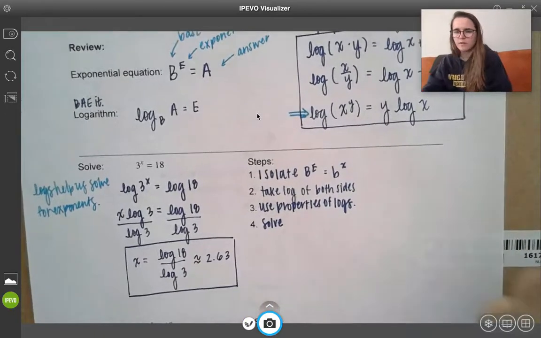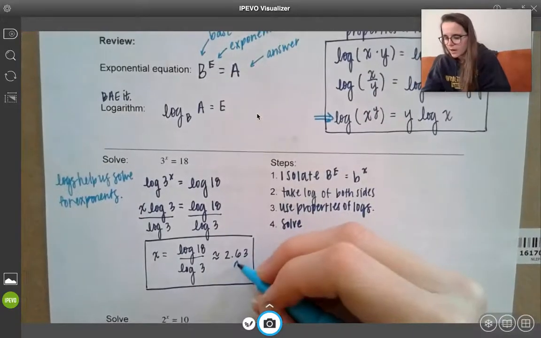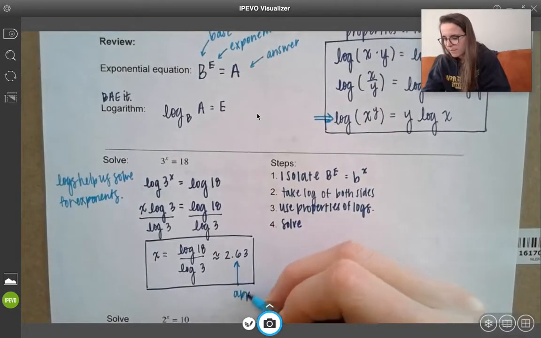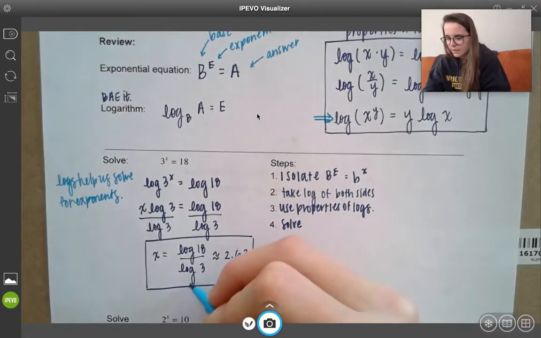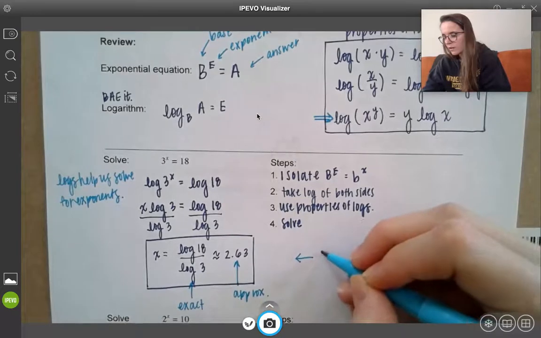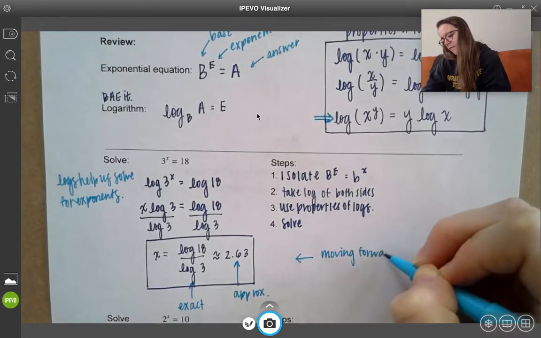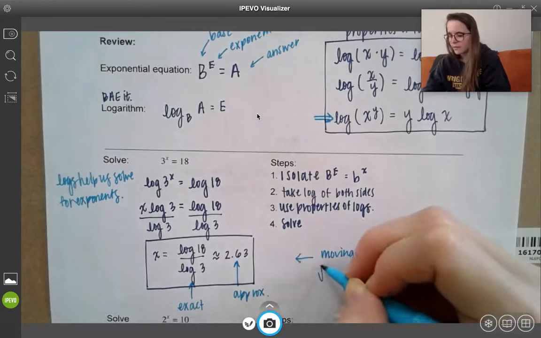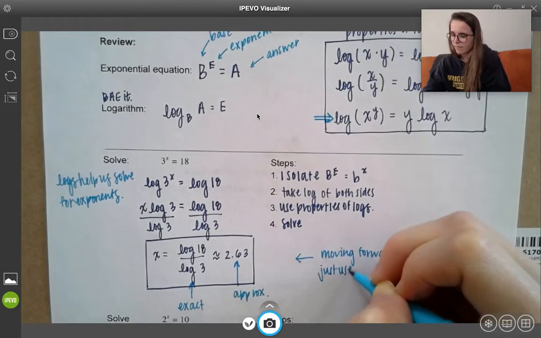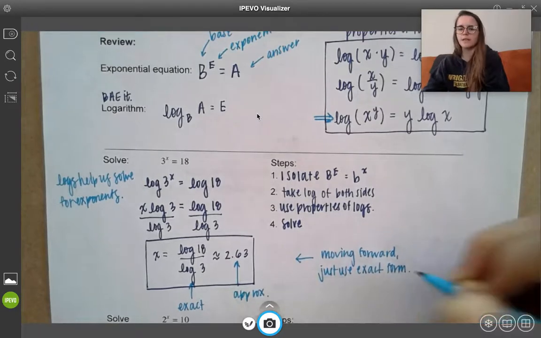From here on out, so just so we can know what we're talking about, this is approximated, and this one right here is exact. Moving forward, just use exact form, unless it tells you otherwise.